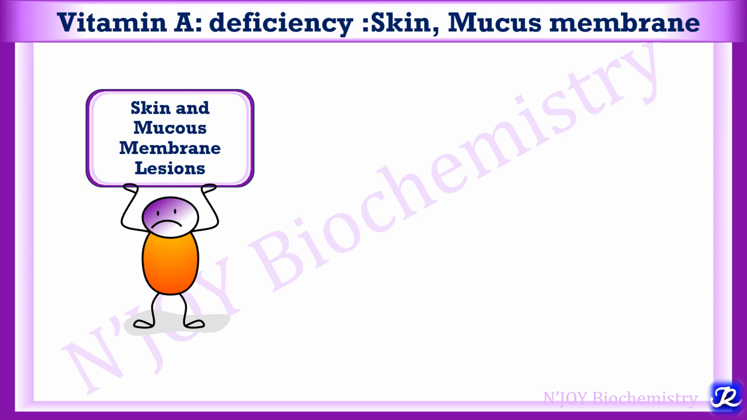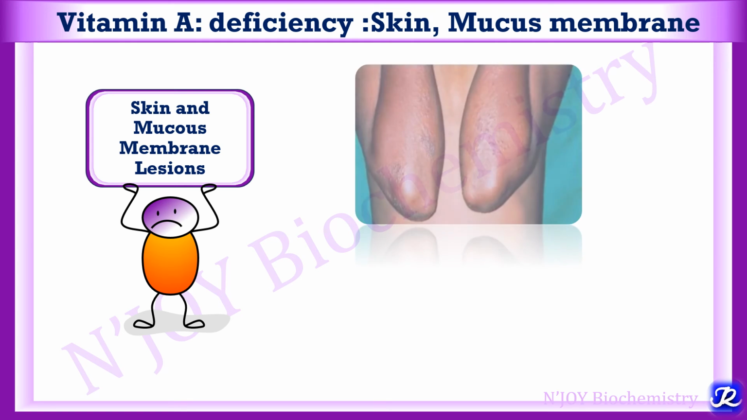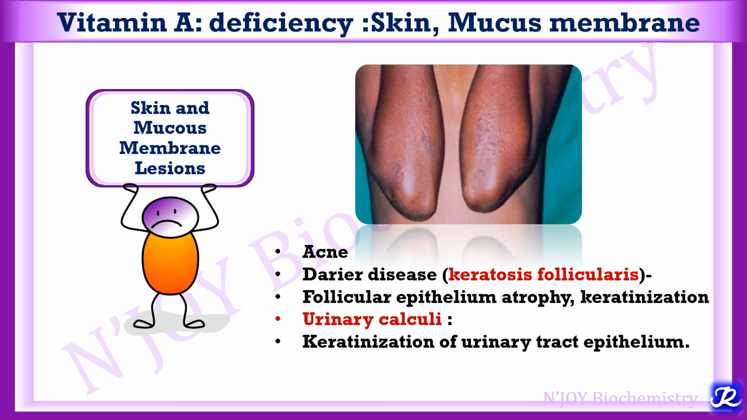Deficiency manifestation in skin and mucous membrane. There is phrynoderma, which results from hyperkeratinization of the epithelial lining, the follicles. Here the skin becomes rough. Papules are seen at the site of pilosebaceous follicles, and an associated essential fatty acid deficiency can aggravate this condition. So there can be acne, keratosis follicularis, follicular epithelium atrophy, keratinization.